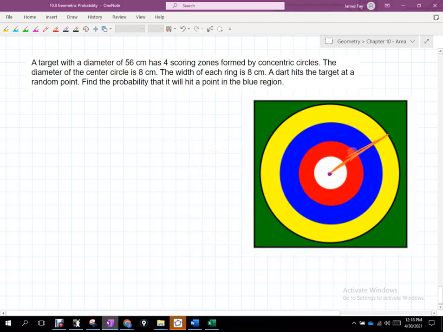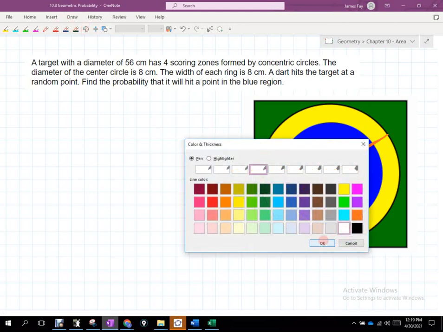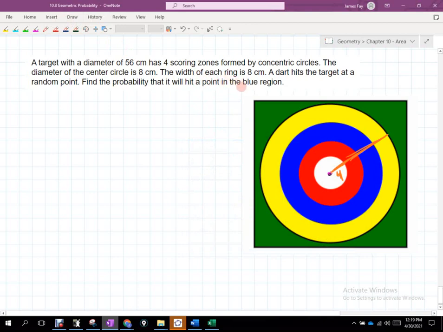All right, so they're saying that distance is 28, okay? It says the diameter of the center circle is 8, so the white circle is going to have a radius of 4, right? And then all we're doing here is checking to make sure that we have the right structure of radii. They say that the diameter of the center circle is 8. The width of each other ring is 8. So the way I interpret that is that this is 8. That is 8. From there to there is 8, from there to there is 8, and that last one, from there to there, is also 8.